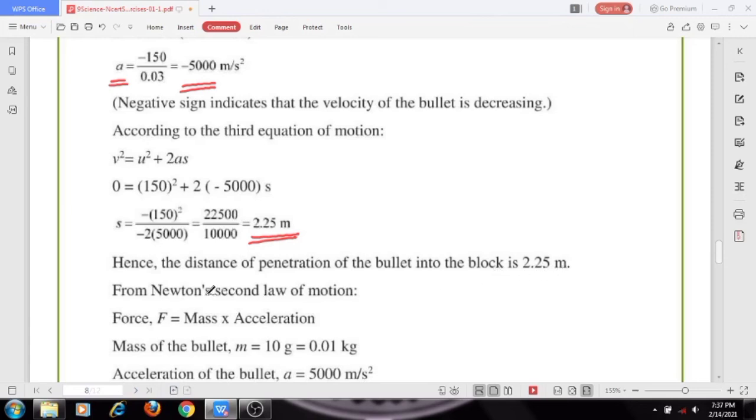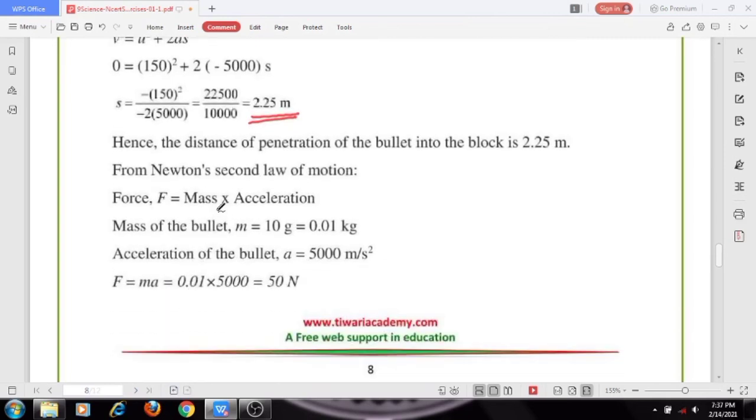So now what do we need to find? We need to find force. We know the second law of motion, that is F equal to mass into acceleration. The mass of the bullet is 10 gram. If I convert this into kg, I will get 0.01 kg. How? To convert gram into kg, just divide the given grams by 1000. So I will get 0.01 kg.